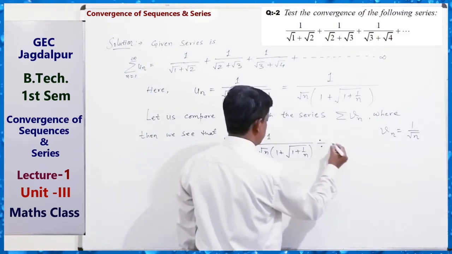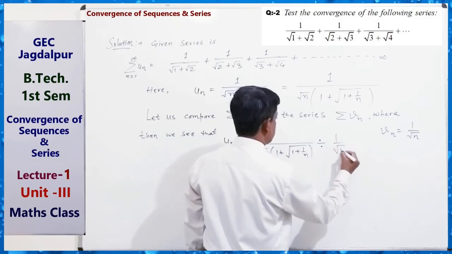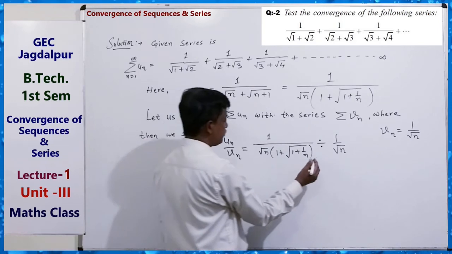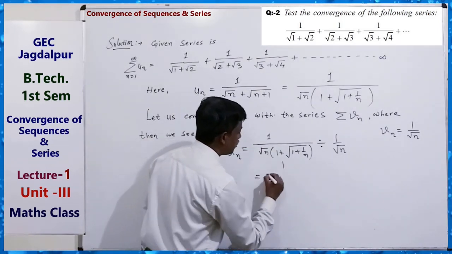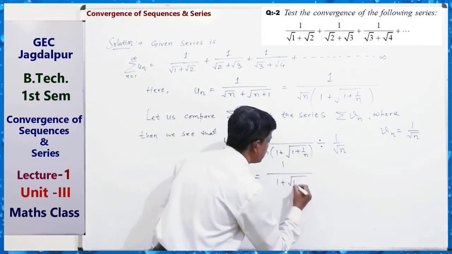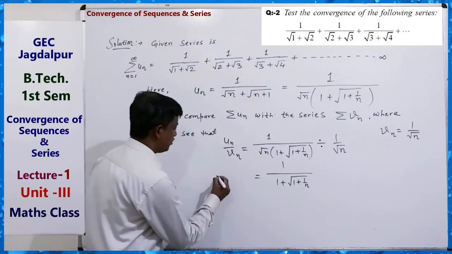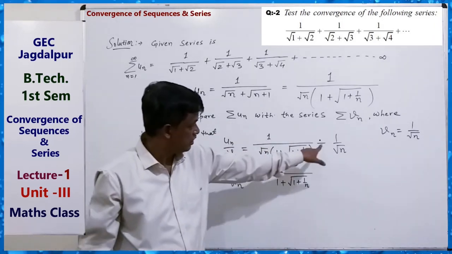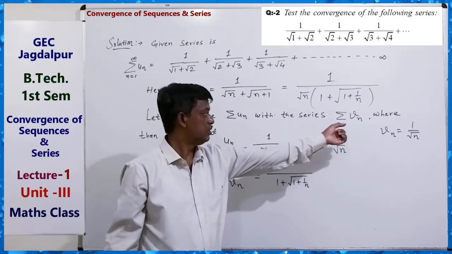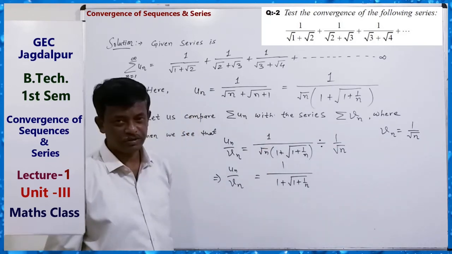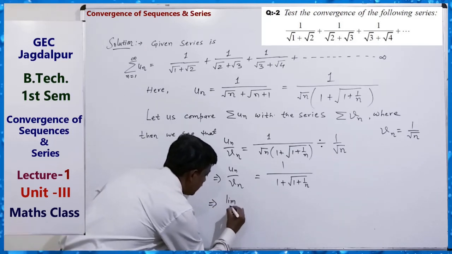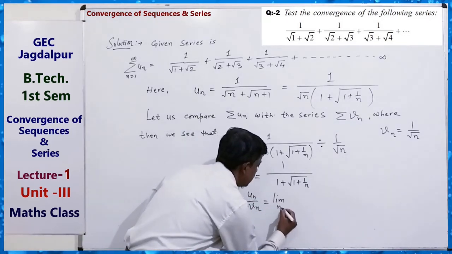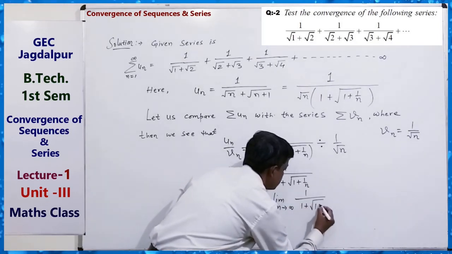Divided by Vn, which is 1 by root n. Divide upon divide, you can write it as a multiplication also. So this will be 1 upon 1 plus root over 1 plus 1 by n. Because un is 1 by root n times this, and we divide by 1 by root n, the root n cancels and 1 upon this remains. So the limit as n tends to infinity of un upon Vn equals the limit of 1 upon 1 plus root over 1 plus 1 by n.